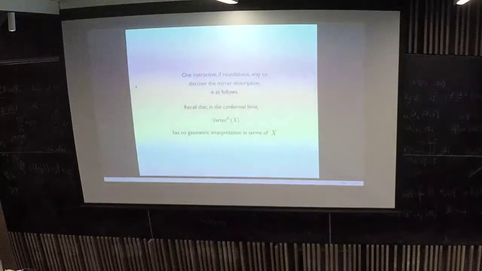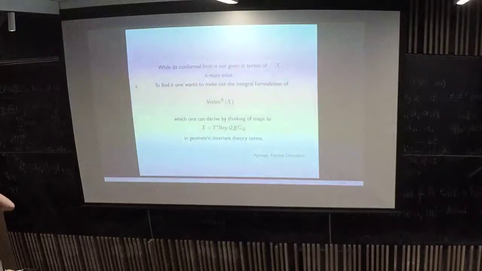So recall the three-dimensional gauge theory, starting with the Higgs branch, the Nakajima quiver variety, gives you its K-theoretic vertex function, the q-conformal blocks. Now, if we take the conformal limit, the vertex function has no geometric interpretation in terms of X, because X becomes singular. However, as solutions of differential-difference equations, in computing the vertex function of X you can compute in a slightly non-standard way, by thinking about the maps to X in the following way.